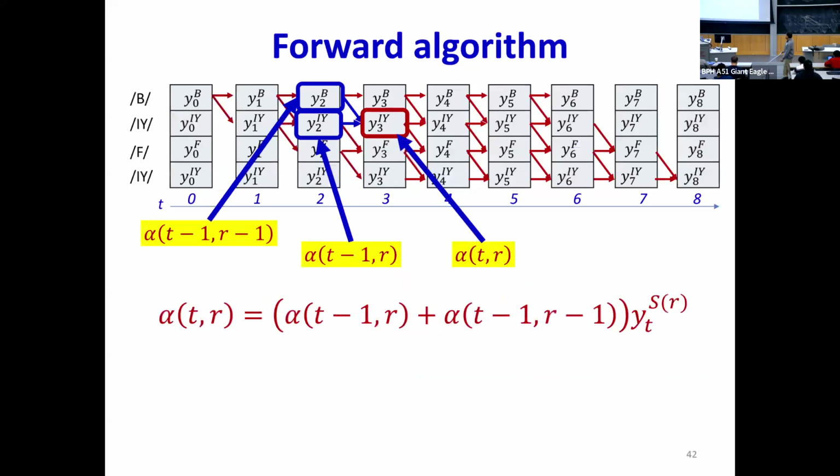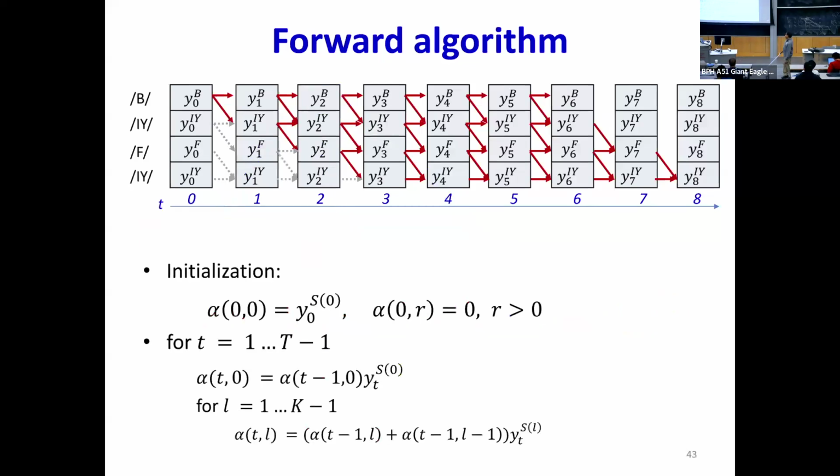In our graph, any node has only two parents, which is alpha T,R has a parent at t minus 1, R. It also has a parent at t minus 1, R minus 1. I sum the two alphas and multiply this by Y T,R. Let's see how this goes.